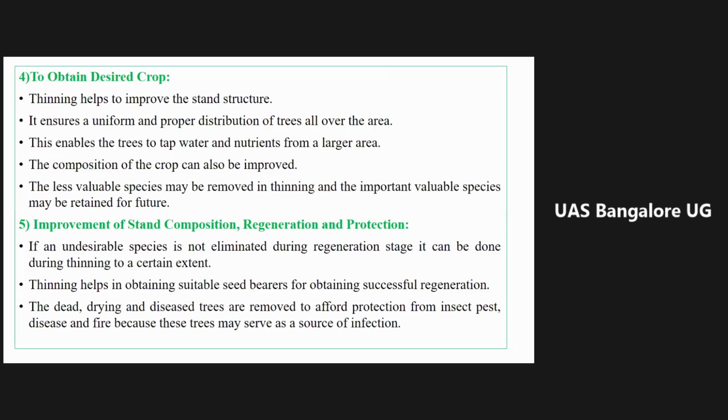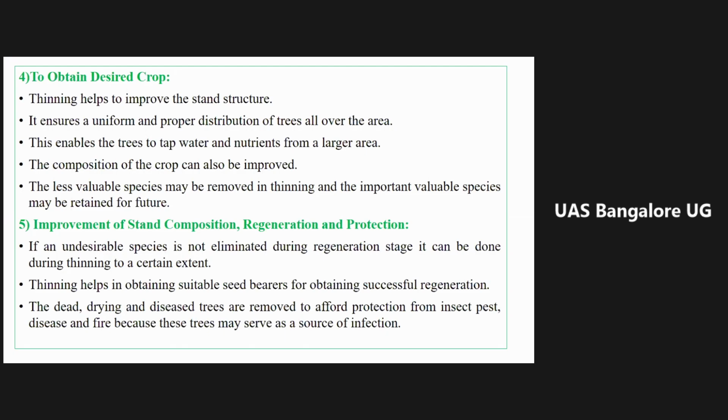Then another objective is to obtain the desired crop. That is, thinning helps to improve the stand structure. It ensures a uniform and proper distribution of the trees all over the area, and also it enables the trees to tap the water or moisture and the nutrients from a larger area, because of less competition between the trees. Then also the composition of the crops can be improved by thinning.